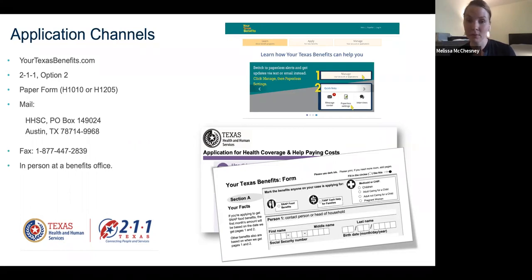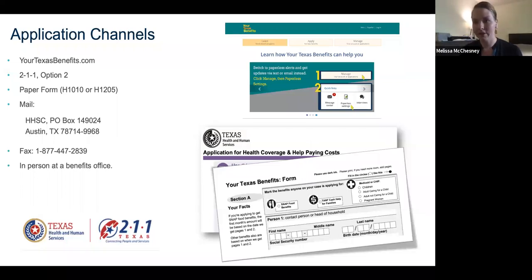There are paper forms. So we have the 1010 and the 1205. The 1010 is probably what most people are most familiar with, because it's been around longer, and it is our integrated application. As you can see here from the picture, you can apply for SNAP, TANF, and Medicaid all via this one form. That's been around for quite some time and just been updated over time. The 1205 came with the ACA, and it is called the single streamlined application. The idea of it was that it was just for Medicaid.